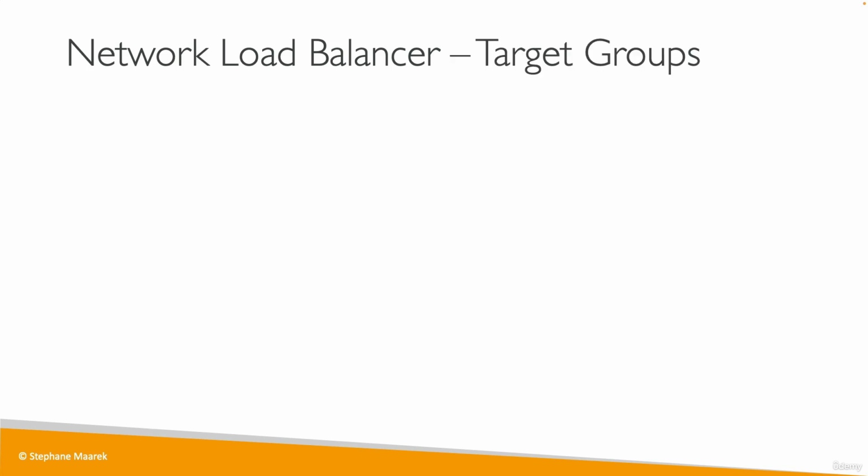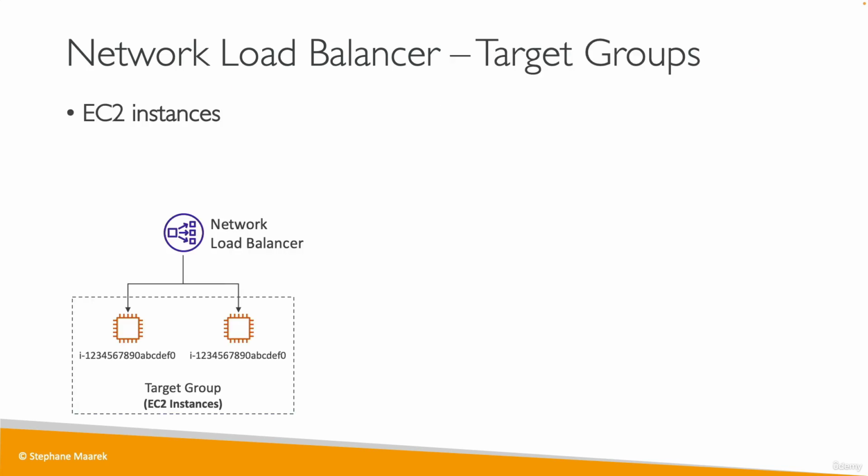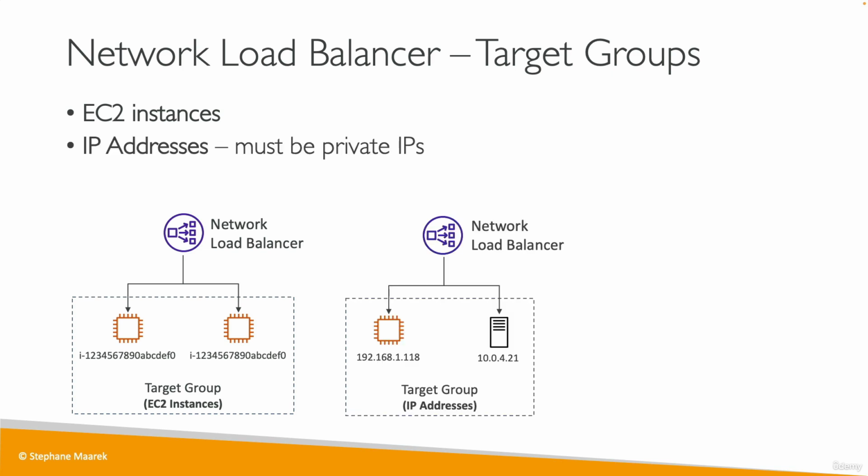For target groups, for the NLB, you get EC2 instances, so they get registered directly with the NLB and you're good to go. It could be IP addresses, so in case you have, for example, some on-premises servers you want to register, or if you wanted to register your EC2 instances with the private IP, you could do this as well. Or finally, a target of your NLB could be an application load balancer.